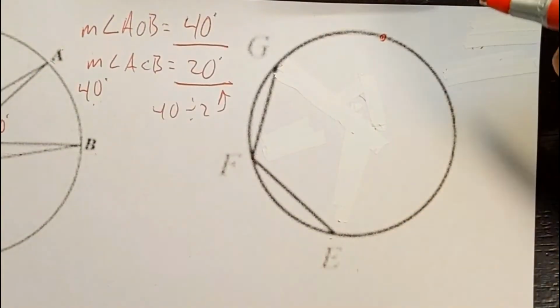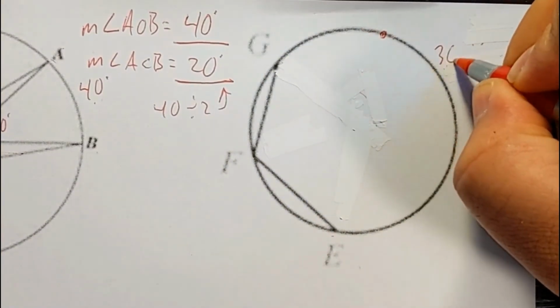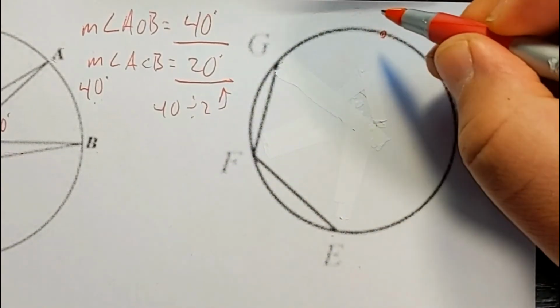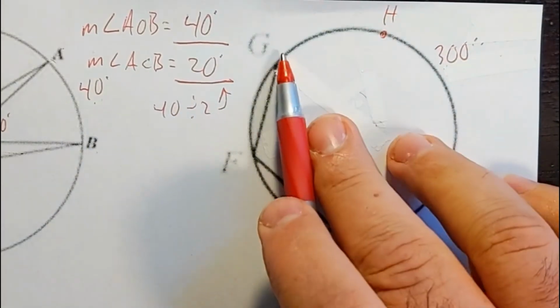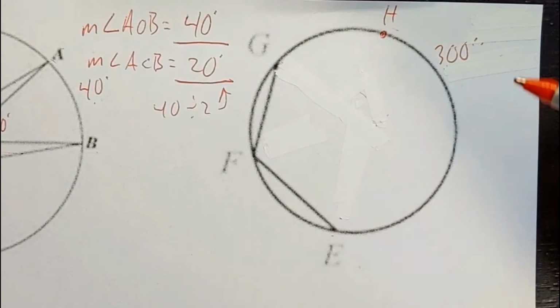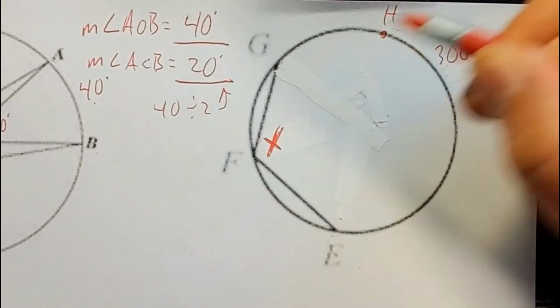Okay, so in this example, let's say that I gave you that this arc was 300 degrees from G going, let's say that this was E, F, G, H right here. So if arc GHE was 300 degrees, and then I was asking for GFE, go ahead and try to find this angle right here.